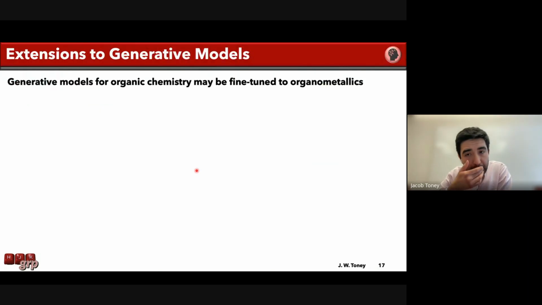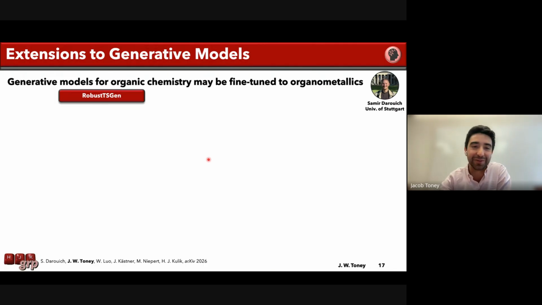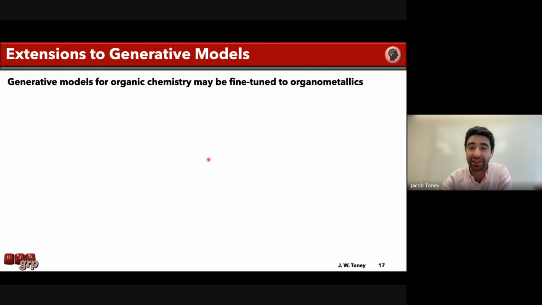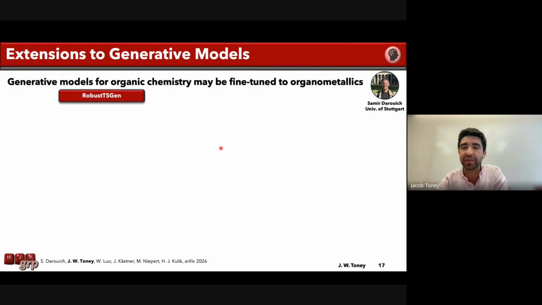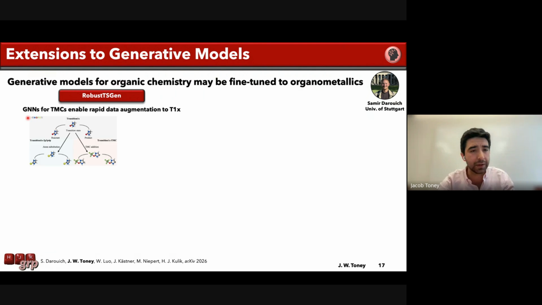Right. So yeah, basically, the motivating story of this portion of the presentation is that generative models for organic chemistry can be fine-tuned to organometallics. So I'll be showing 2 example projects here that I contributed to, but were led by collaborators. The first one is this robust TS generation project led by Samir, wonderful PhD student at the University of Stuttgart. We found that out-of-the-box methods to predict transition states for organic reactions do not generalize to inorganic reactions.